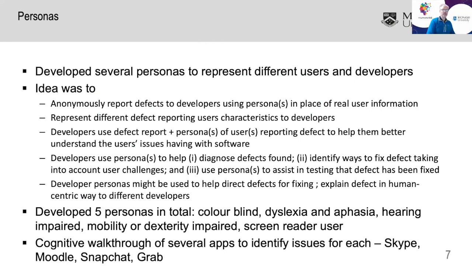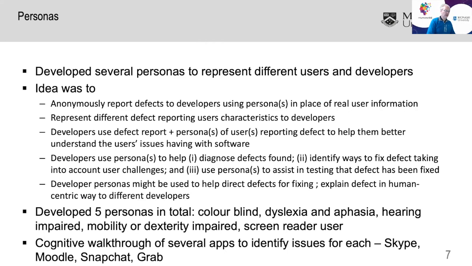We developed some developer personas to help us better understand the range of different developers that might be involved in receiving human-centric defect reports, diagnosing faults and fixing faults. So we want to see what the impact of different developer personas might be on diagnosing the defects found, identifying ways that different kinds of developers might try and fix a defect, particularly when they had quite different issues or challenges to the end users reporting the defect. And we also wanted to use the personas to help in testing the defect being fixed.